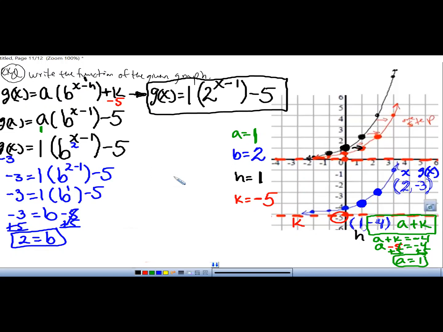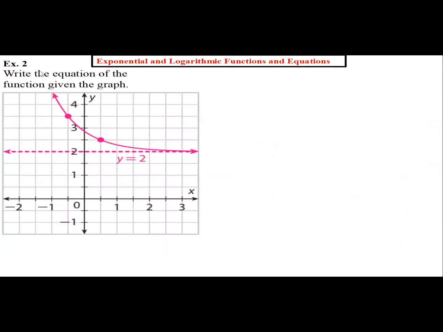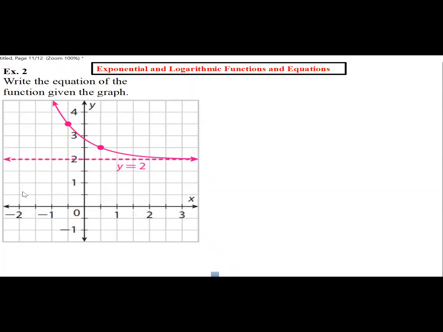Now, what we just did, we wrote a function for growth or ascending functions. However, your home plate was on what? Descending or decay. So let's do one of those. Copy this. Example 2, and it reads, write the equation of the function given the graph. Let me zoom in so you guys can see the points that you can make there.